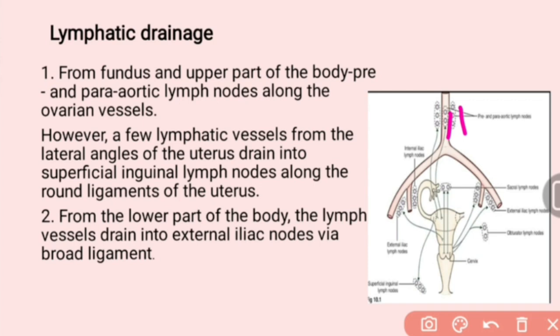However, a few lymphatic vessels from the lateral angle of the uterus drain into the superficial inguinal lymph nodes along the round ligament of the uterus. Next, from the lower part of the body, the lymph vessels along the broad ligament drain into the external iliac lymph nodes.